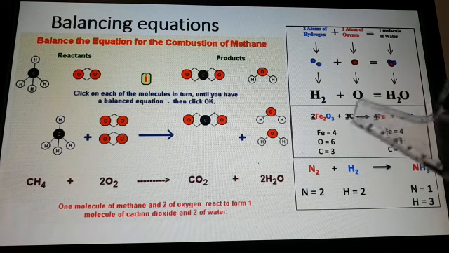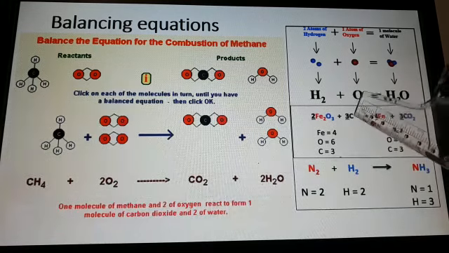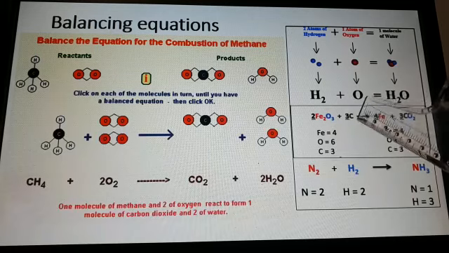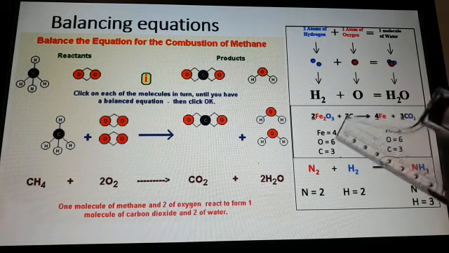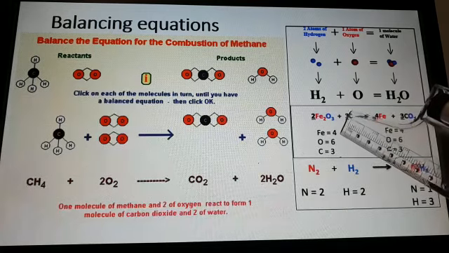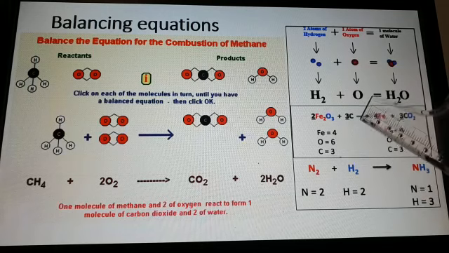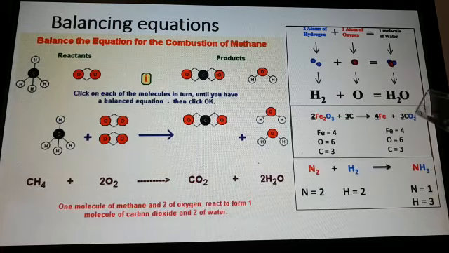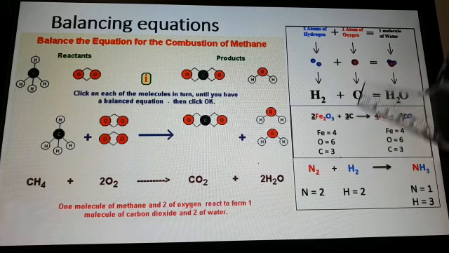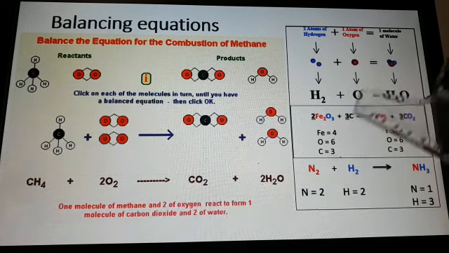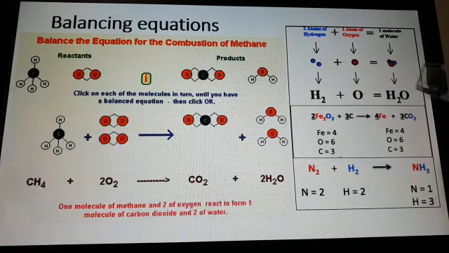Here see, Fe2O3, iron oxide reacts with carbon, forming iron and carbon dioxide. Here it is 4, here it is also 4. Oxygen 6, 3 twos are 6 oxygen, and 3 carbon atoms. Here also that way you have to find out the number of atoms in the reactants; the number of atoms of the elements in the reactants is equal to the number in the products. Check that properly and then balance the equation.